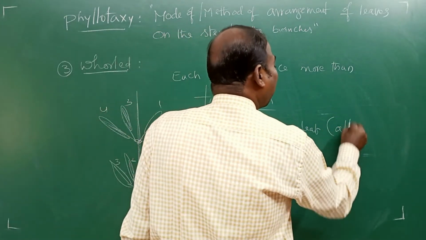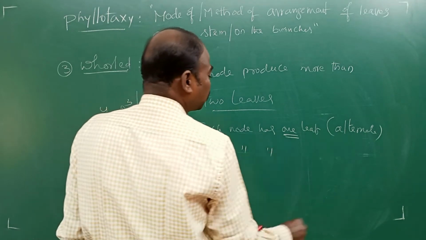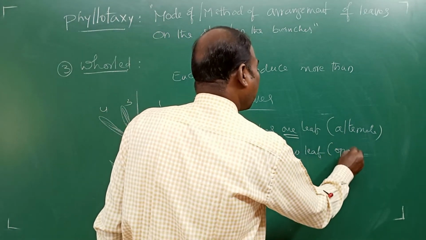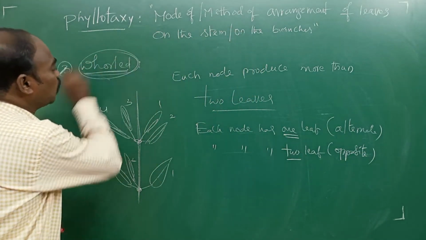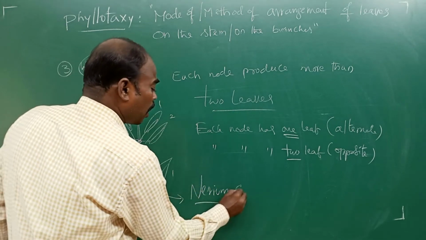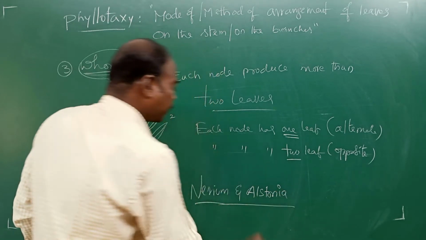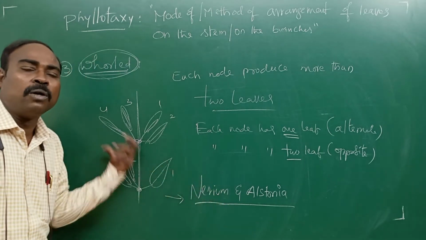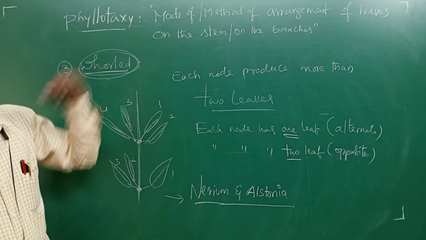That is called alternate. Each node has two leaves, that is a pair of leaves, that is called opposite. That is the main important point. So whorled phyllotaxy is found in Nerium and Alstonia. Very important. Nerium and Alstonia plants have whorled phyllotaxy. More than two leaves are found at every node. So that is about phyllotaxy.